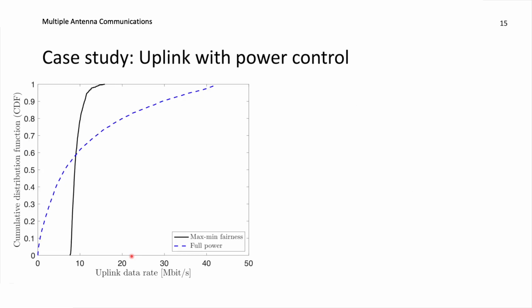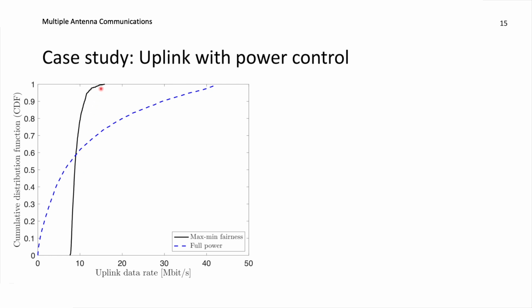So let's start with the uplink. Here I am showing you a cumulative distribution function of the uplink data rate in megabits per second that users at different random locations are getting. And there's one curve here for the max-min fairness case. So this is what I've been describing.